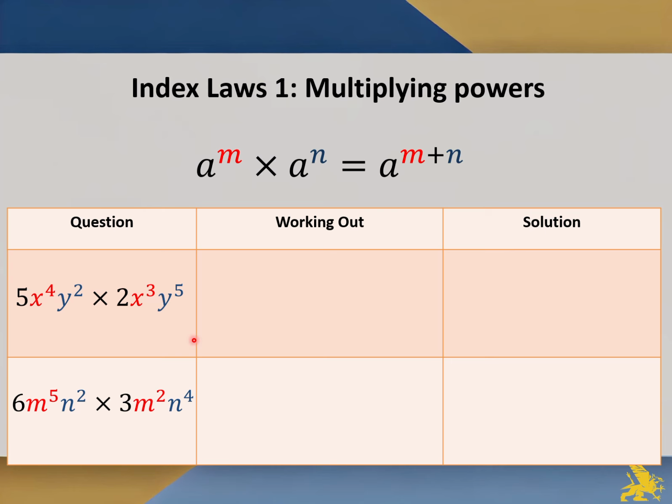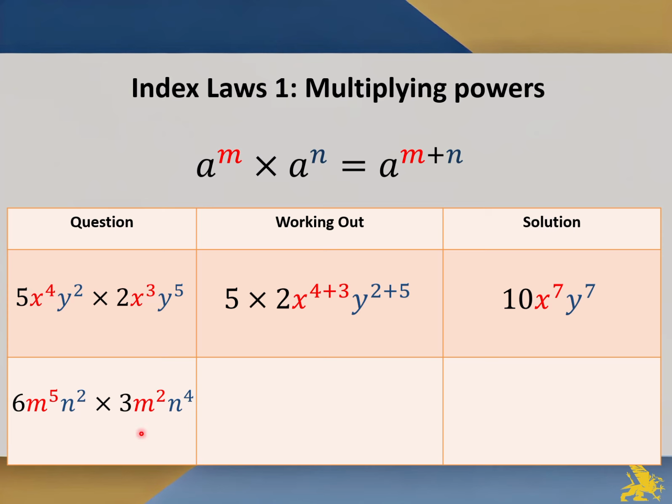For this, the first thing I look at is my coefficients, and I'm timesing them together. So 5 times 2. I'm then looking at how many exponents are timesing. So I've got 4 and another 3, so 4 plus 3. And then I've got 2 and another 5, so I'm just adding them. Then I just go 5 times 2 is 10. I've got 7 x's and 7 y's.